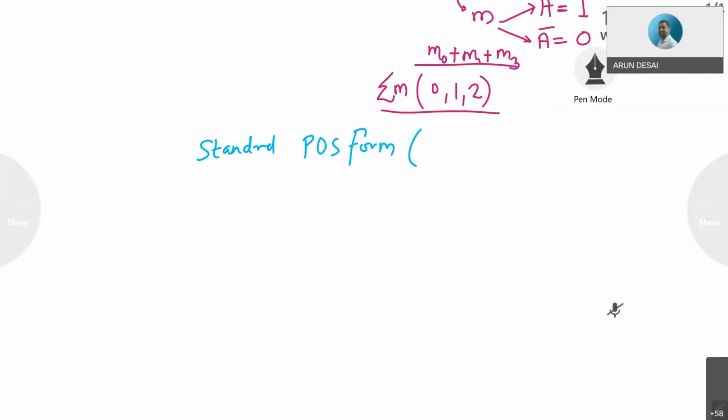Standard POS form or canonical POS or conjunctive canonical form, right? So standard POS, conjunctive canonical form. Okay, tell me.